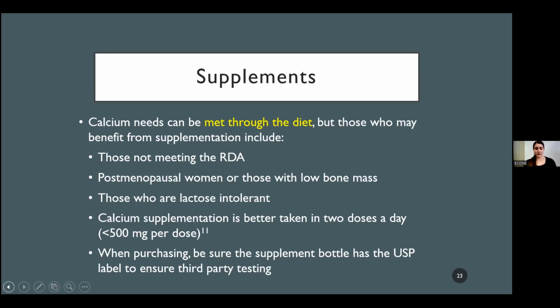For those that choose to use calcium supplements, it's better to take 2 doses a day at less than 500 milligrams per dose. Calcium receptors in the intestines can become oversaturated, so they will absorb less with the more calcium that we consume. And then a note on when purchasing, we want to make sure, and on the next slide you can see that as well.